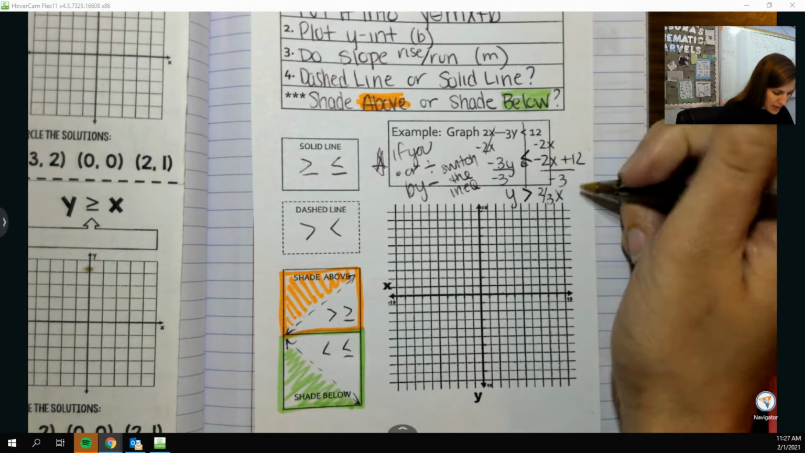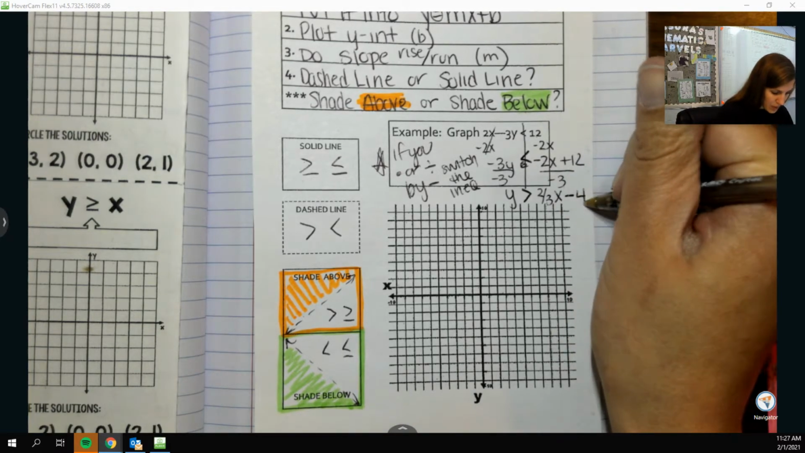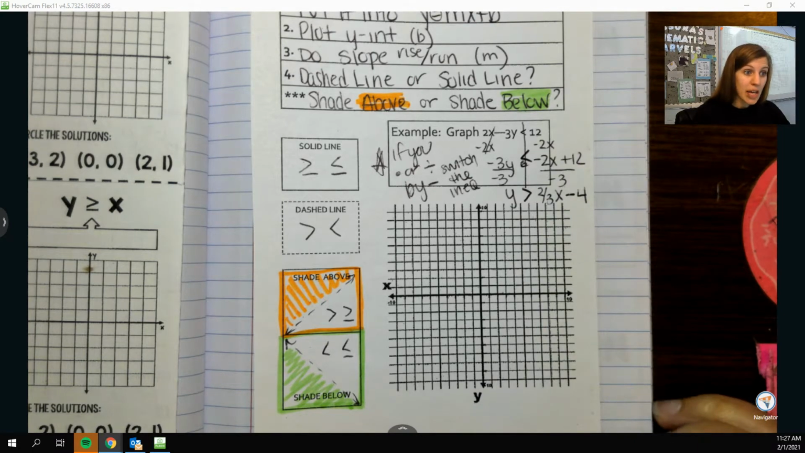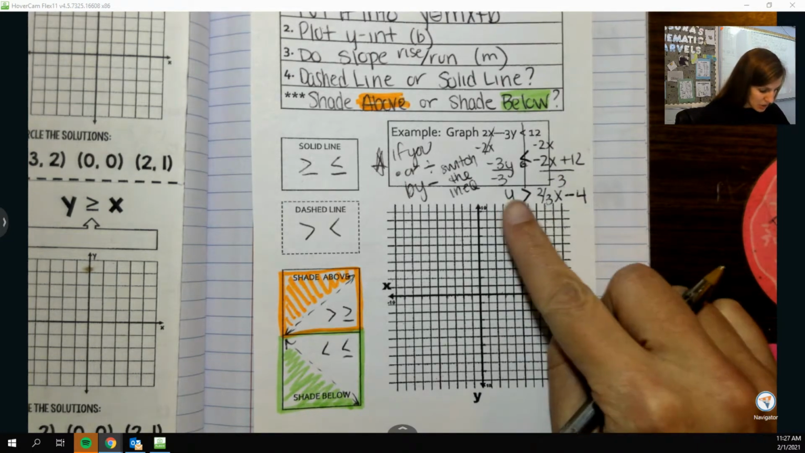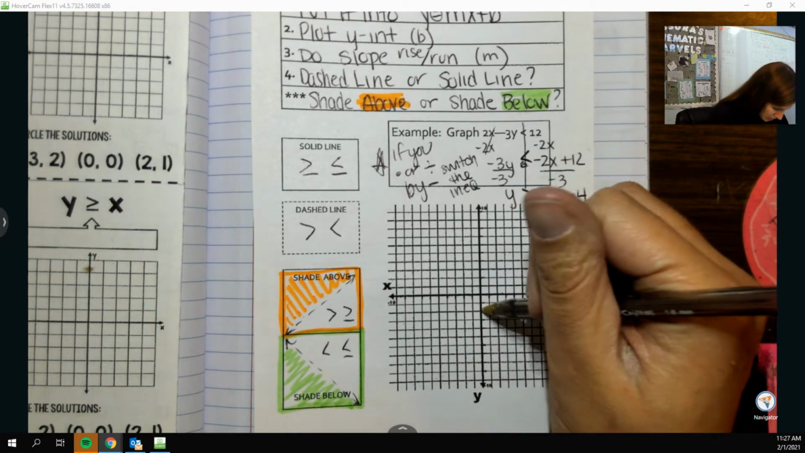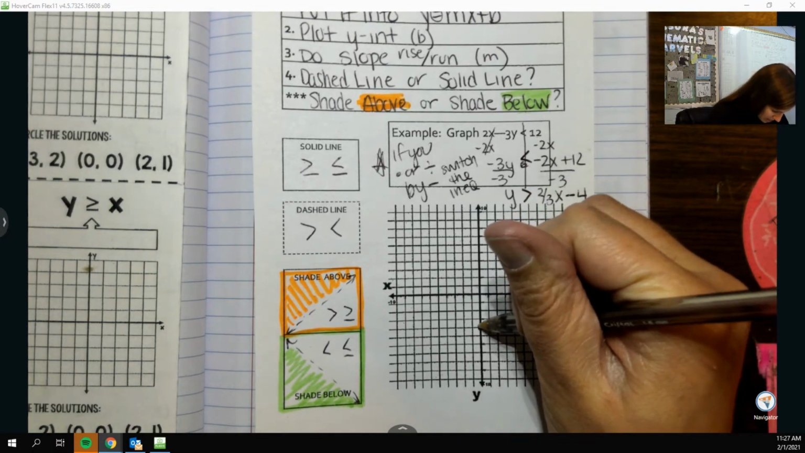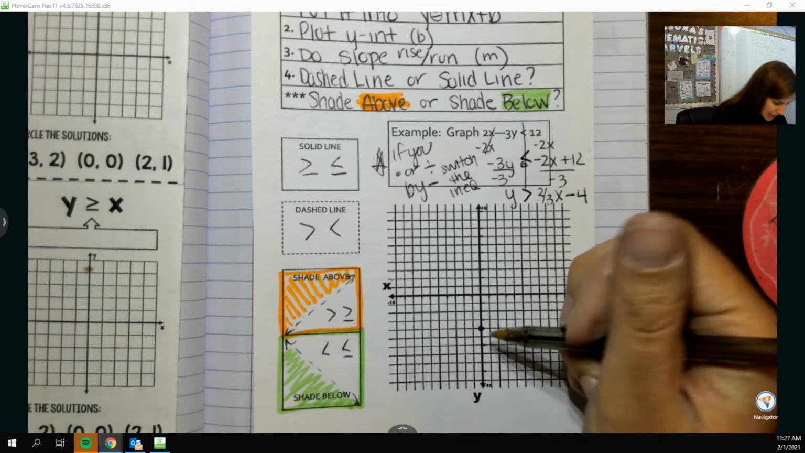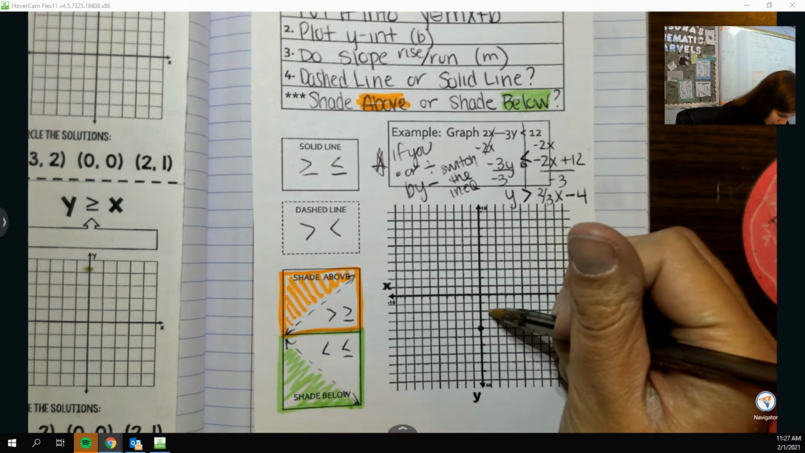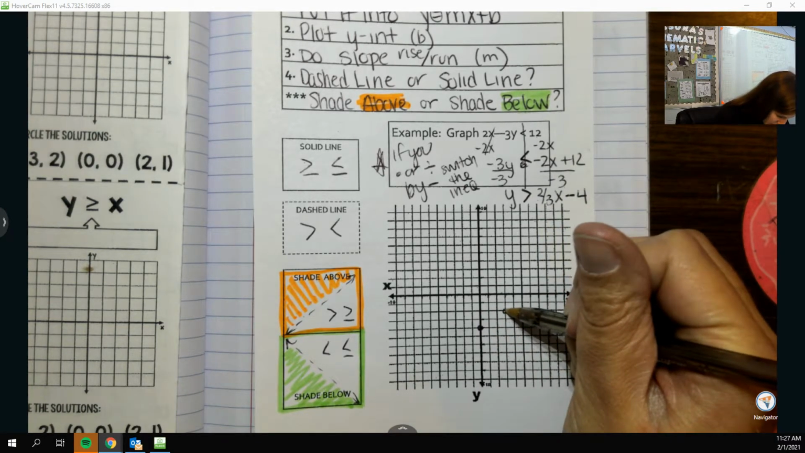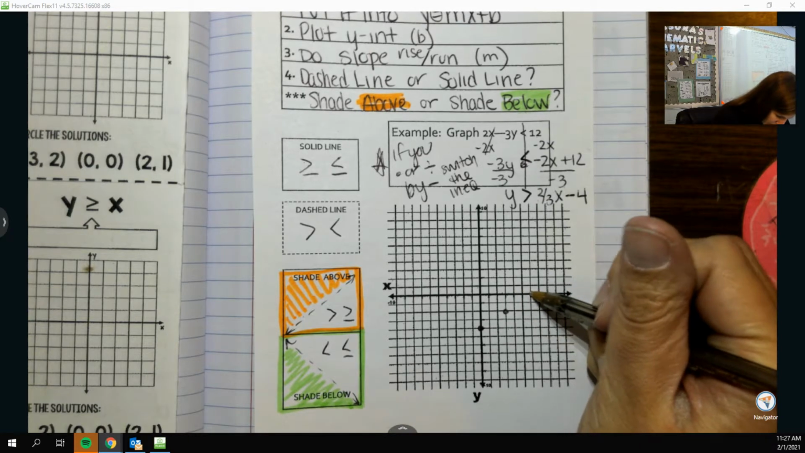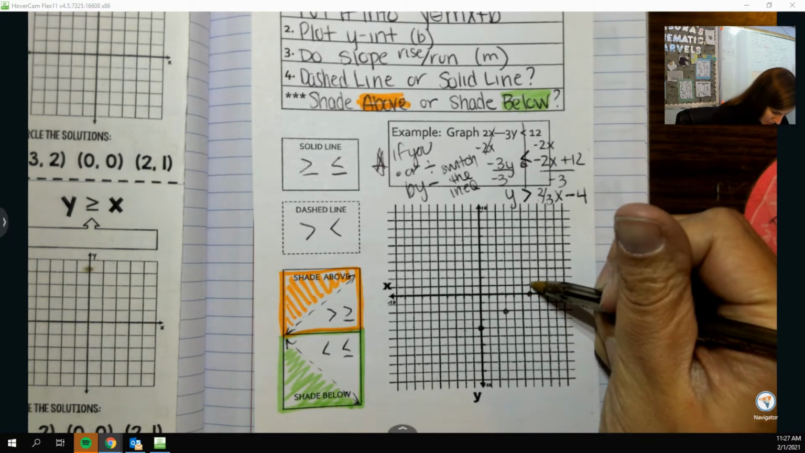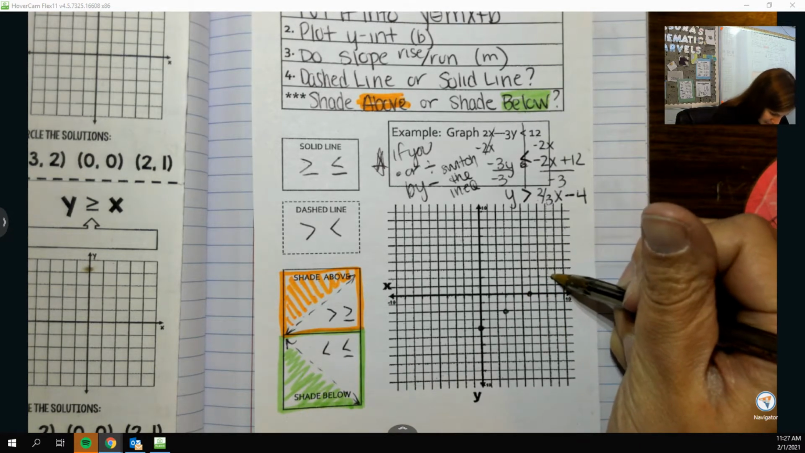And then 12 divided by negative 3 is negative 4. Okay, so I go and plot my y-intercept, which is at negative 4: 1, 2, 3, 4. Then I do my slope, which is up 2 over 3. So up 1, 2, over 1, 2, 3, forward. Up 2, forward 3. Up 2, forward 3.